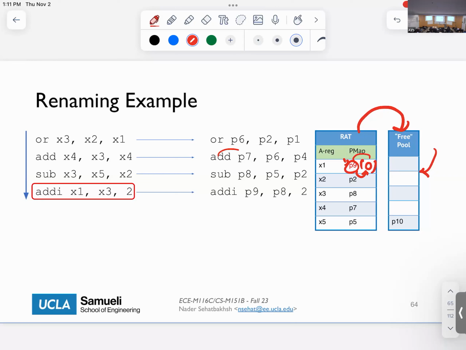Is it possible to run out of physical registers? It is, but it happens very rarely. If it does, you stall the process.